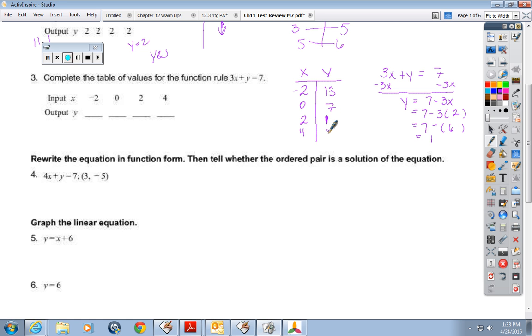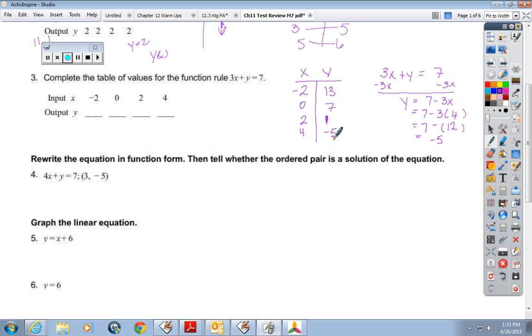And then for the last one, I replace x with 4. So now I've got 7 minus 3 times 4, which is 7 minus 12. 7 minus 12 is -5. So those should be your values for that. Now it doesn't tell us to graph it or anything else like that. It just tells us to fill in the values. So that would be how you can do that one.